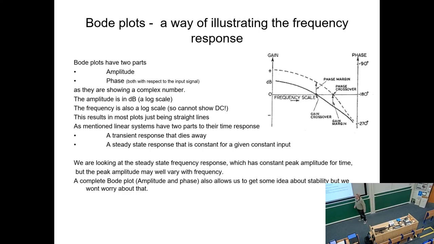But the amplitude is the thing we're interested in. So if we get good, we can look at the complete Bode plot with the amplitude and the phase, and that allows us to get some idea about stability. But we won't worry about that just yet, but just have to bear that in mind. Now, unfortunately, I've got to go through this because it starts to become important. You'll do it a lot more in the second year, I think.